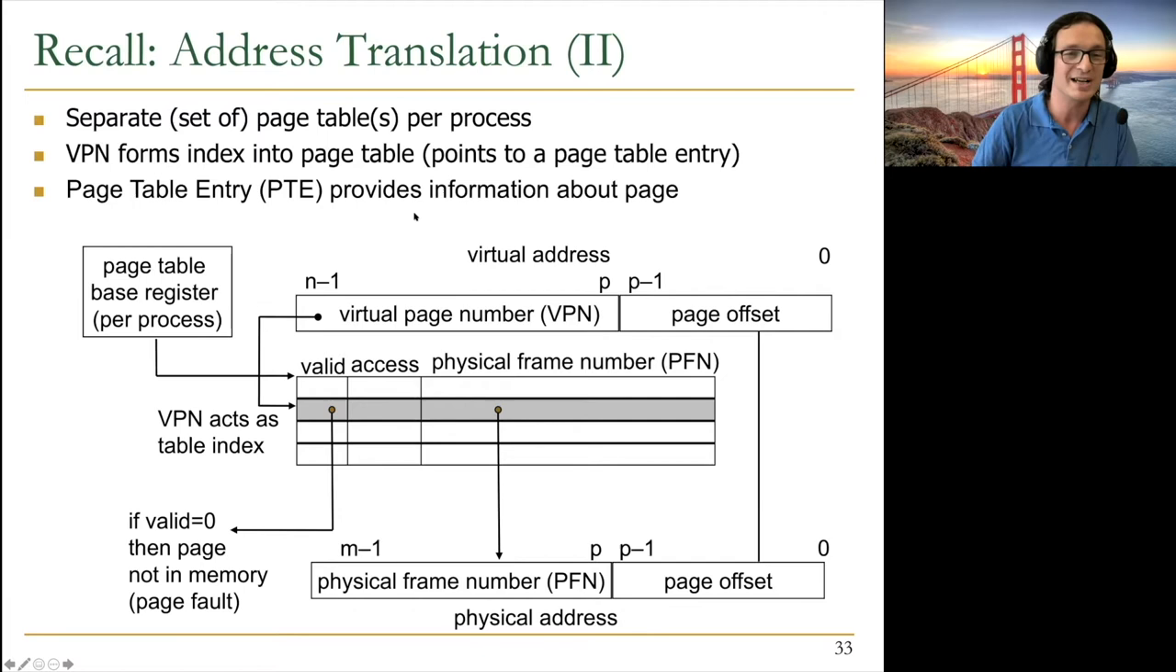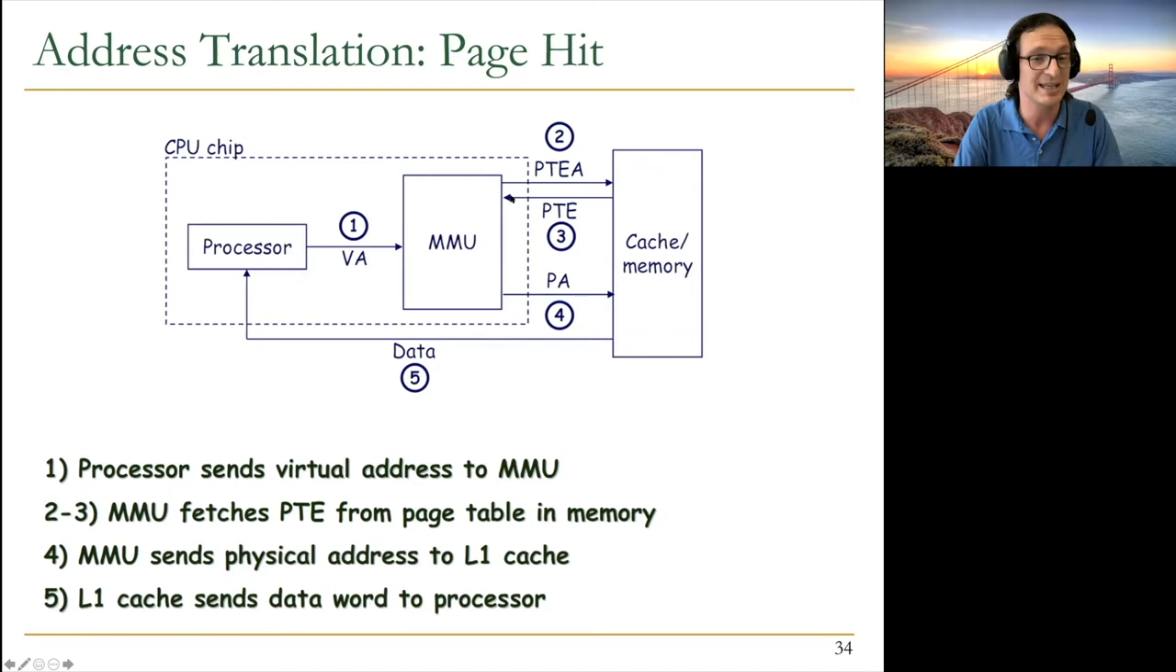But let's take a look at what the MMU does when you get a page hit, meaning address translation hit. These are actually obvious steps, so I'm going to go through this quickly, but we're going to build up to the page faults in a little bit. So this is the easy case. Processor sends a virtual address to the MMU, including the TLBs. MMU fetches the PTE from the page table in memory or provides it from the TLB. And if you get a hit, MMU sends the physical address to the L1 cache, and the L1 cache sends the data word to the processor. This is assuming that the L1 cache is physically addressed. We will take a look at that later on in this lecture without going into a lot of detail. Okay, so this is an easy case.